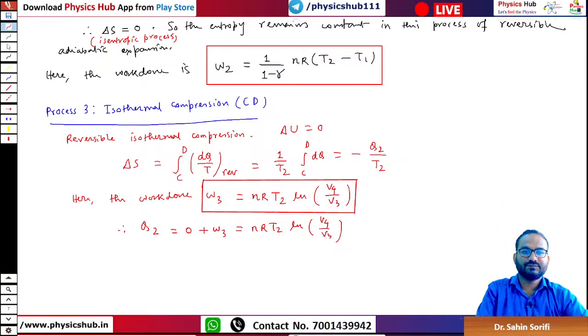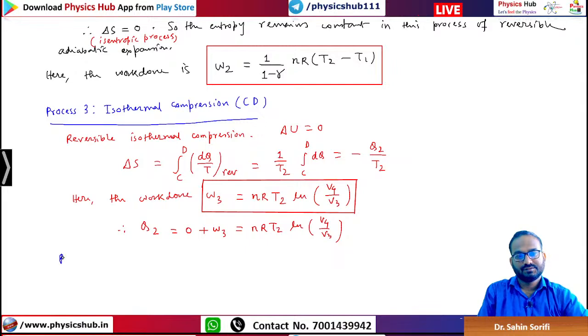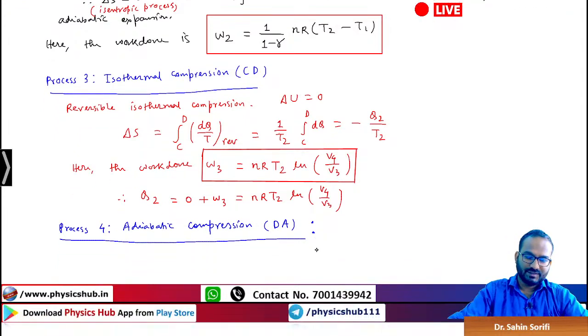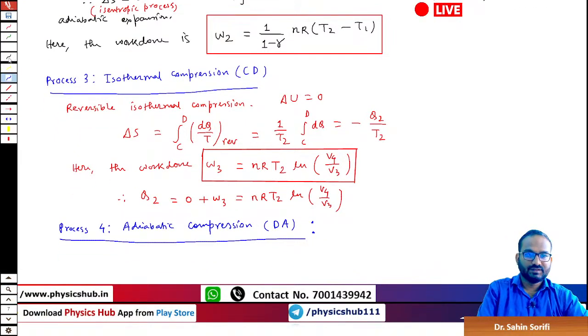Let us go for the fourth process. You can name it process 4, that is adiabatic compression. This is happening between D to A. For adiabatic compression, what is happening?